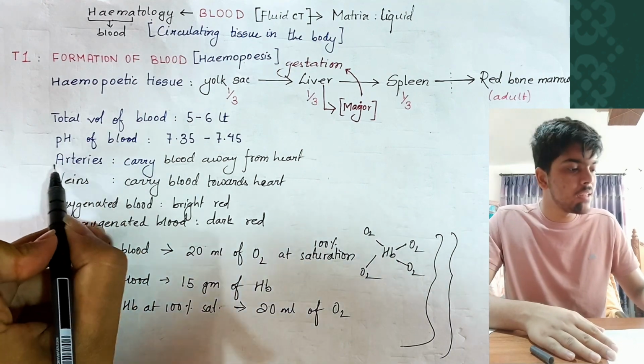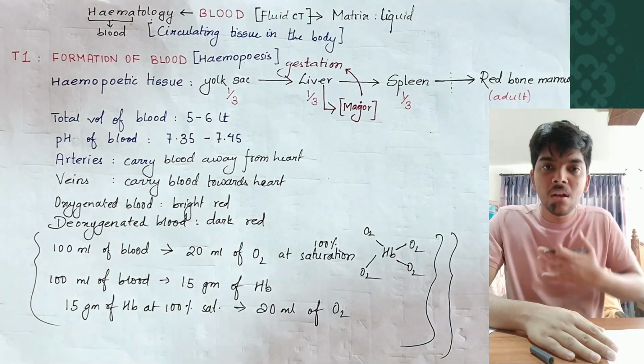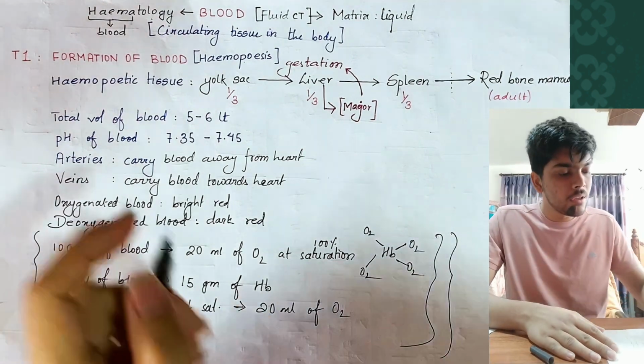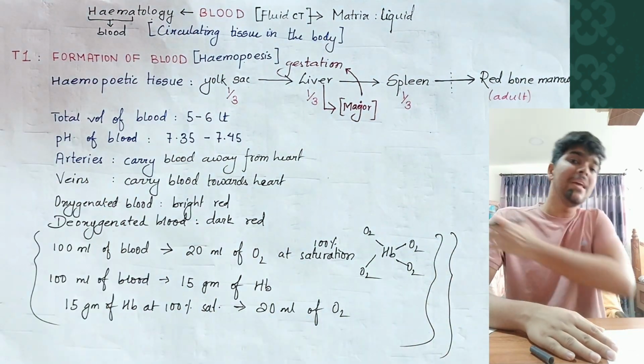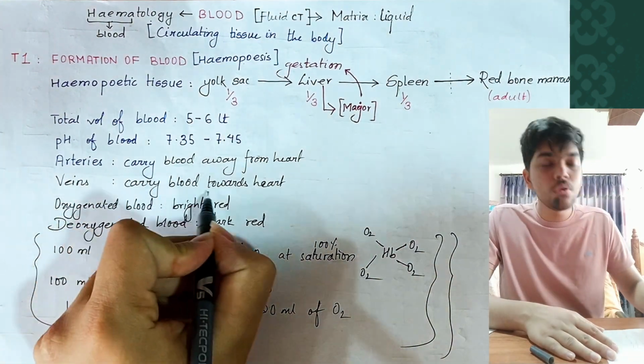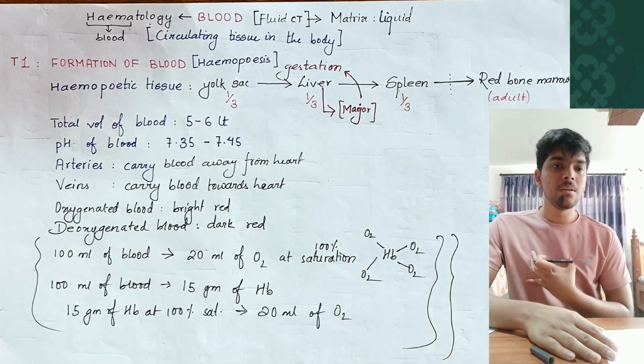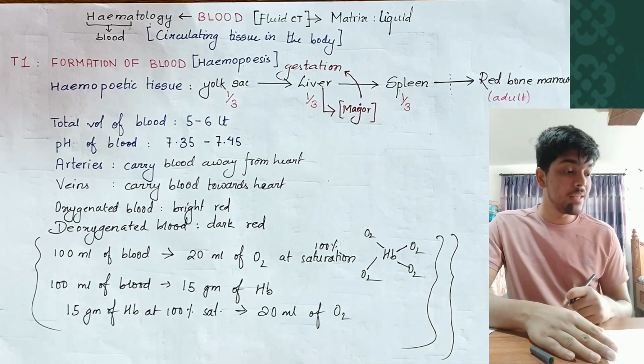Arteries are the blood vessels that carry blood away from the heart. So there's your heart, away from the heart or towards your periphery. And veins are the blood vessels that carry blood towards the heart. So from different parts of the body towards the heart, the blood is carried by veins.